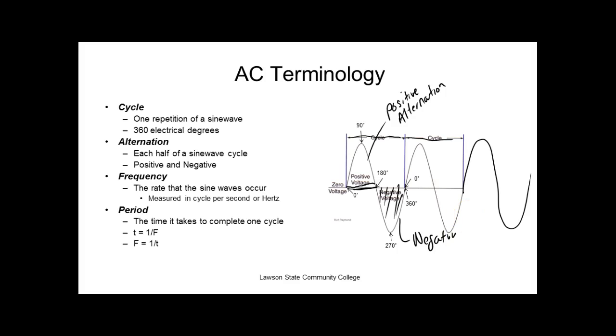These guys here occur at a precise rate. We call that frequency. So Alabama Power generates 60 cycles per second. That's Alabama Power. So frequency is the rate of the cycle. Everybody understand that?